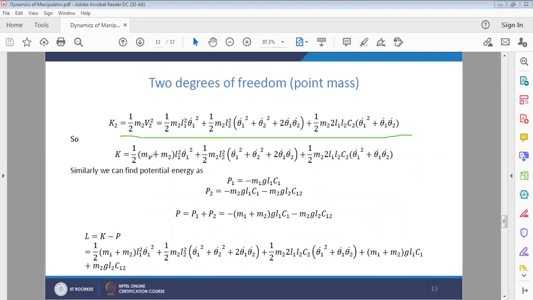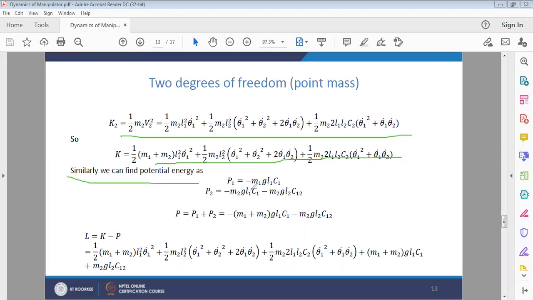Therefore the total kinetic energy of both masses is K equal to 1 by 2 (m1 plus m2) L1 squared theta 1 dot squared plus so on. This is the total kinetic energy equation. Similarly, you can calculate the potential energies.